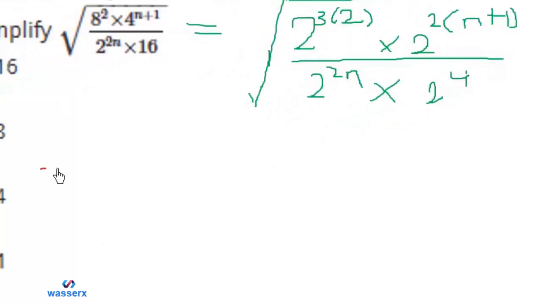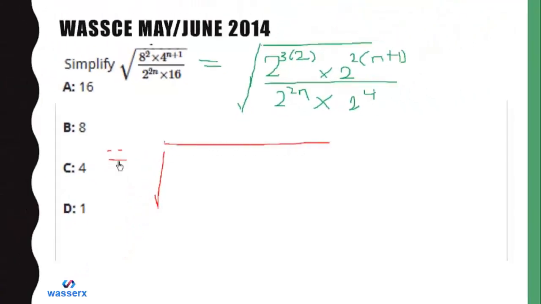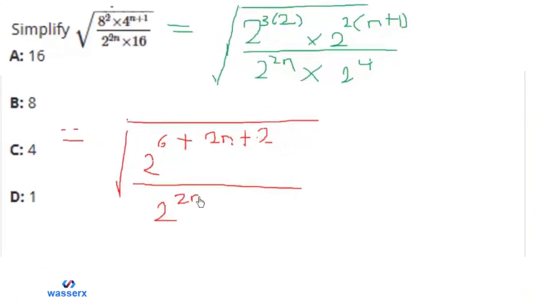Now we simplify this further to get something like this. The square root of, bases are the same, so for the top, we are going to get 2 to the power 3 times 2, which will give us 6, then plus 2n plus 2. Because they are multiplying, we add the exponent. So I have expanded. Then all over this one, they are multiplying, so we add the exponent: 2 to the power 2n plus 4.